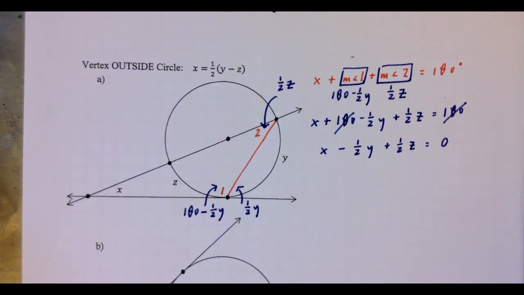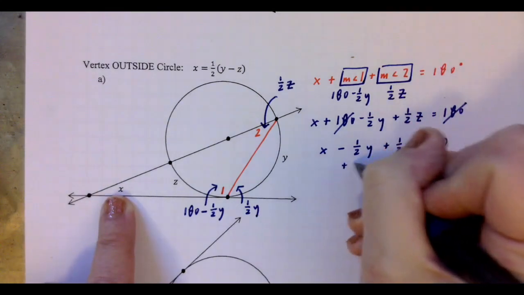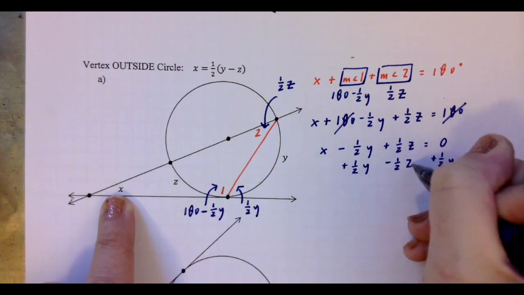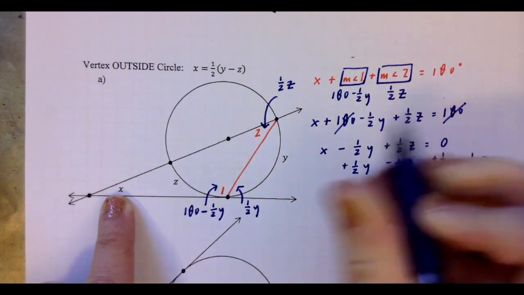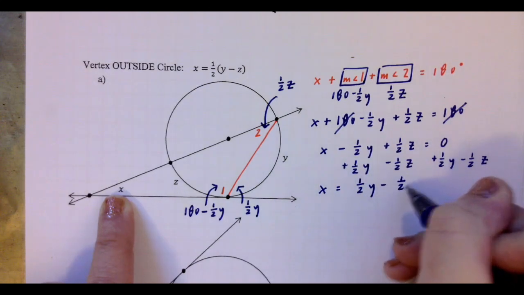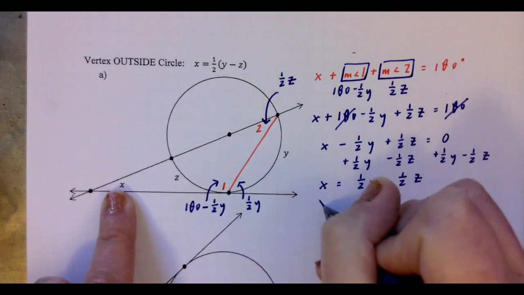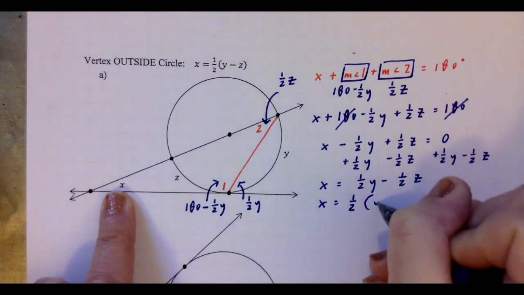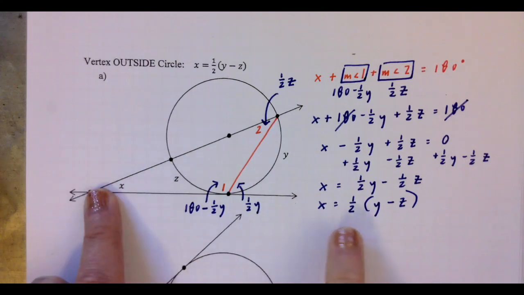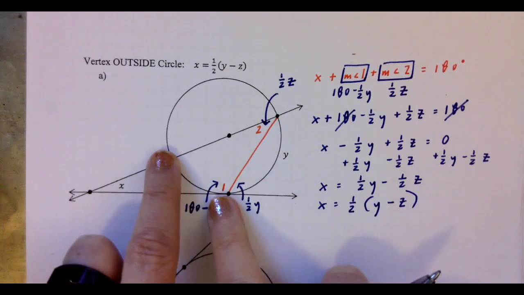But I want to get angle x right here. I want that all by itself. So I'm going to add half of y to the other side and subtract half of z to the other side as well. So now x is by itself, right? x equals half of y minus half of z. And now if I factor out my GCF of 1/2, I'm leaving behind that y minus z, right? So x, this angle, is going to be half the difference between the big intercepted arc and that small intercepted arc right here.